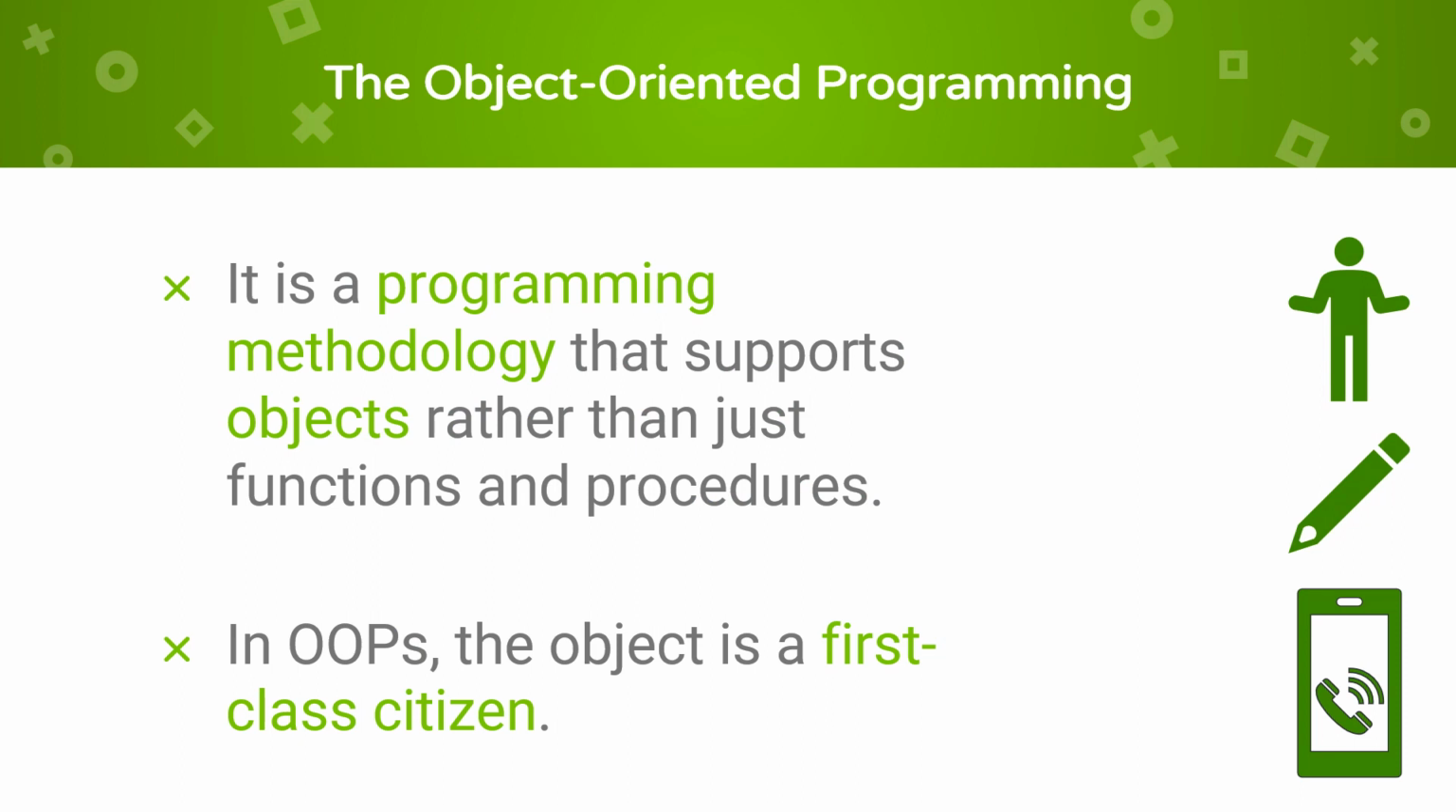Okay, let's first check the definition. Object-oriented programming is a methodology that supports objects rather than just functions and procedures. In short form, we call it OOPS. In object-oriented programming, the object is the first-class citizen. First-class citizen means in object-oriented programming, everything is an object.